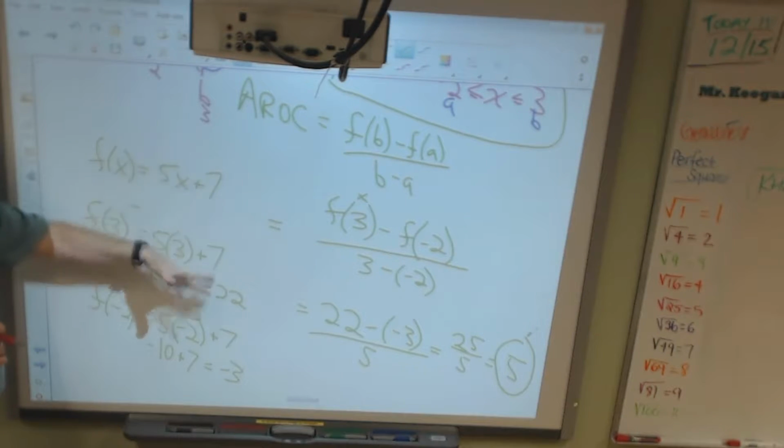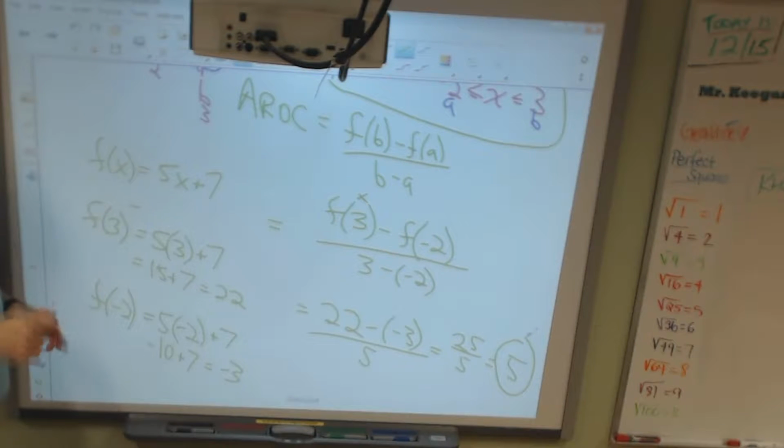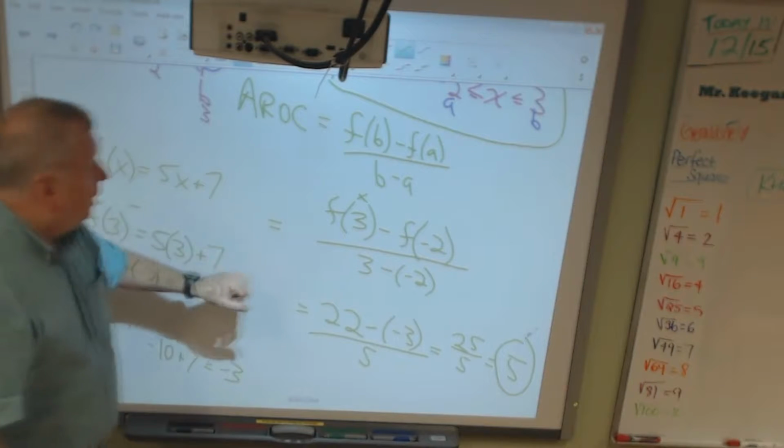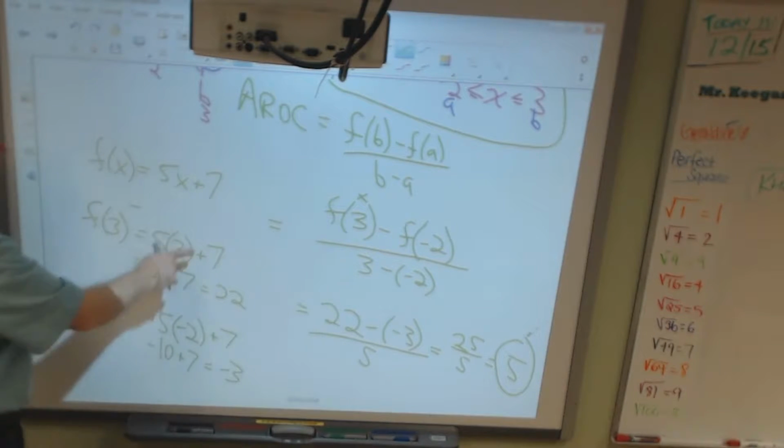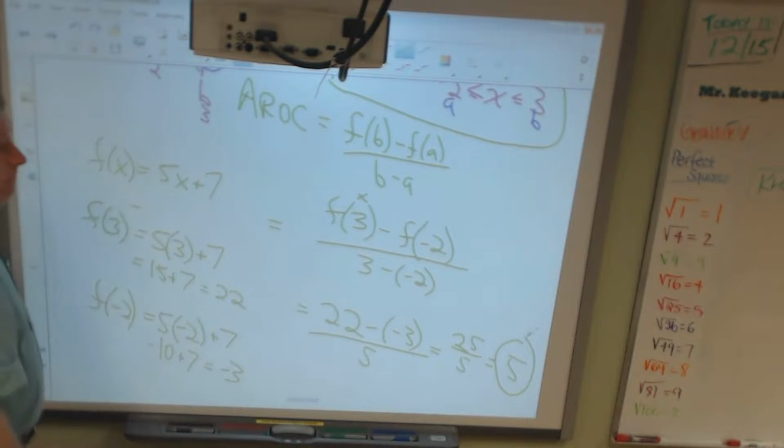So that was just one example. Let's look at the sheet now. And actually, you'll see if you have a graph, it's a little bit easier than this. If they give you an equation, it's usually the one that's the most work.